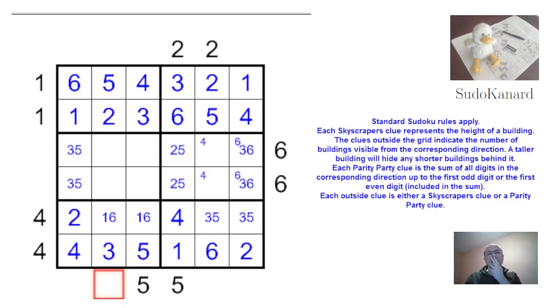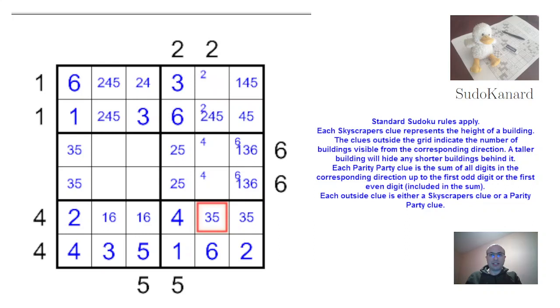Oh no. I was thinking of putting a 3 here. But that would work as Parity Party. So it would add nothing. 3 here would add nothing. It would work as a Skyscrapers clue. So this is 3 here would work as a skyscraper clue. It would give nothing else.